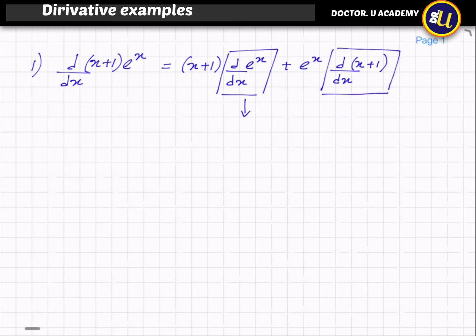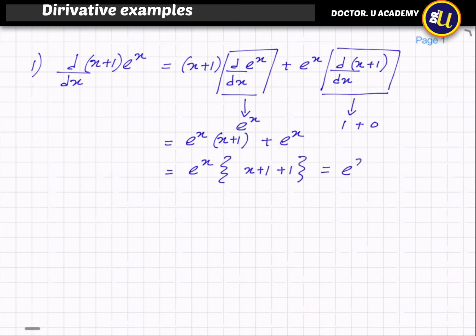So d/dx of e^x would be e^x, so that is base case number 2. This one, if you split it, d/dx of x would be 1, and plus d/dx of 1 would be 0, so it's just 1. So the answer would be e^x times (x plus 1) plus e^x. If you want, you can take e^x out, then you get x plus 1 plus 1. So that's going to be e^x times (x plus 2). So that's the answer to that question.